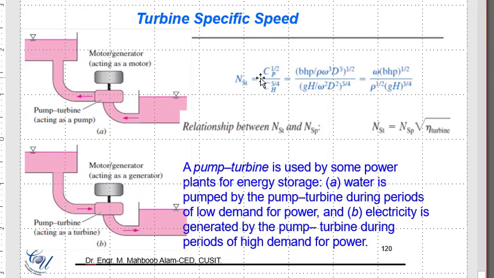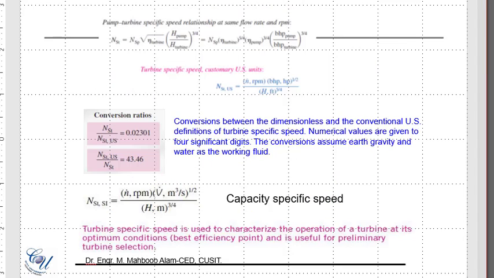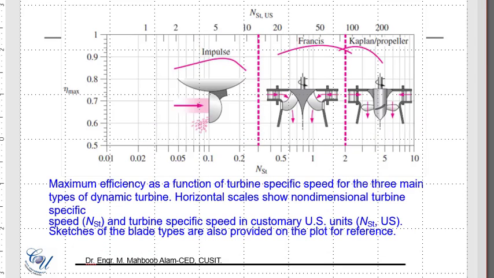In the same way that there is pump specific speed, there is also turbine specific speed, and there is a relationship between the two. For the time being, just ignore these two slides and then we'll look into it when we study them in pumps. Also, this is the same thing related to that.